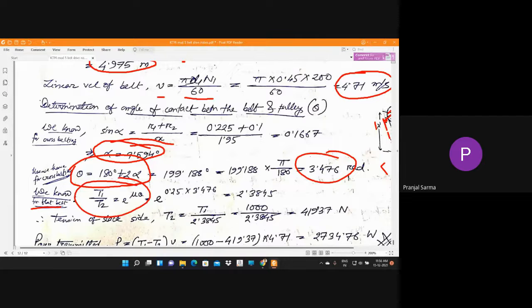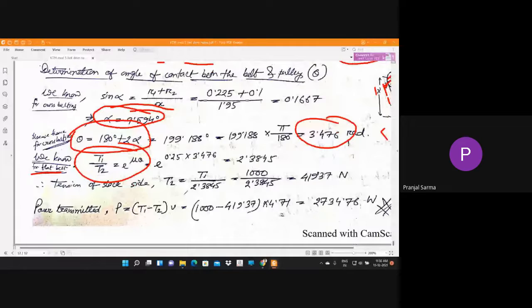Also, as this is a flat belt, we'll consider for a flat belt T1 by T2 equal to e to the power mu theta. So all those values are already there, so we find out T2. T1 is already there. That is the maximum possible tension, equal to the tension in the tight side, because we have not considered the centrifugal tension. Otherwise, the maximum possible tension is the tension in the tight side plus the centrifugal tension. But this time we have not considered the centrifugal tension, so Tc becomes 0. So it is T1 plus 0, that means T1 only.